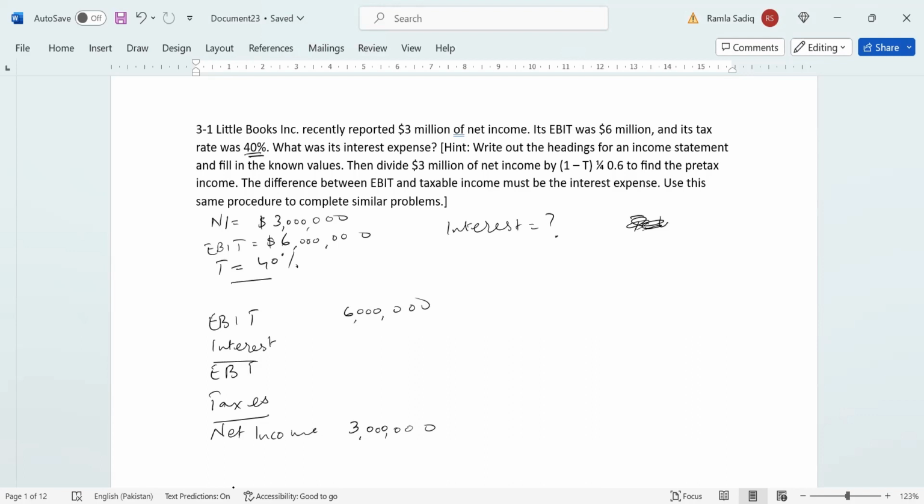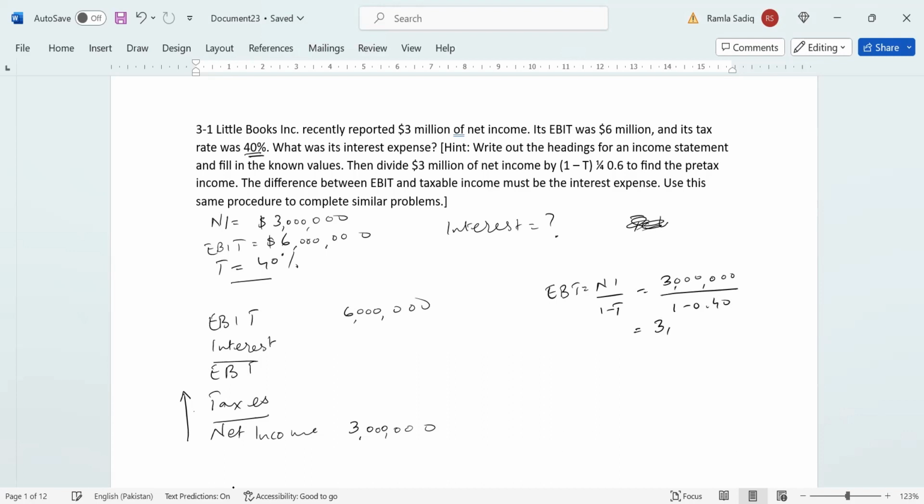So for the purposes of calculation, to get from net income to EBT, our formula is going to be EBT equals net income divided by 1 minus the tax rate. And this is basically reverse calculating from here. It's a net income of 3 million divided by 1 minus 0.40.